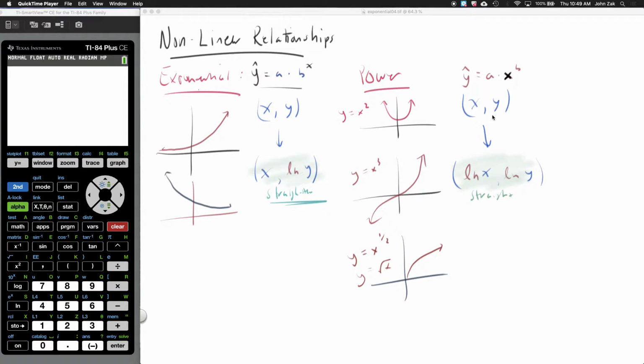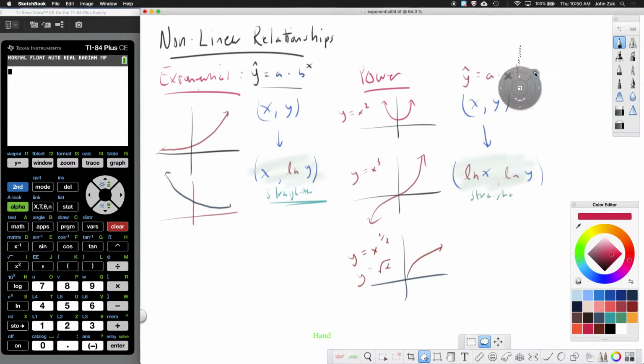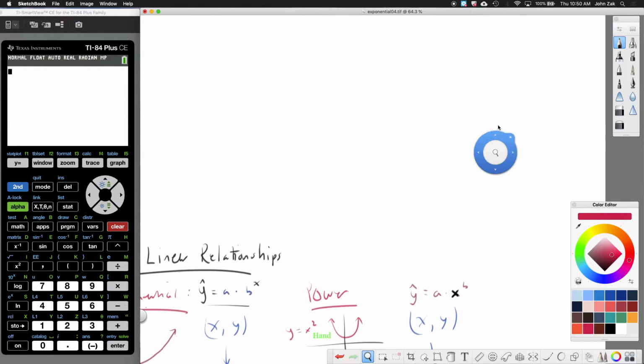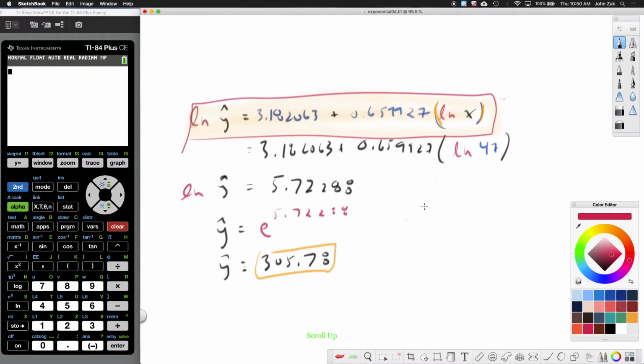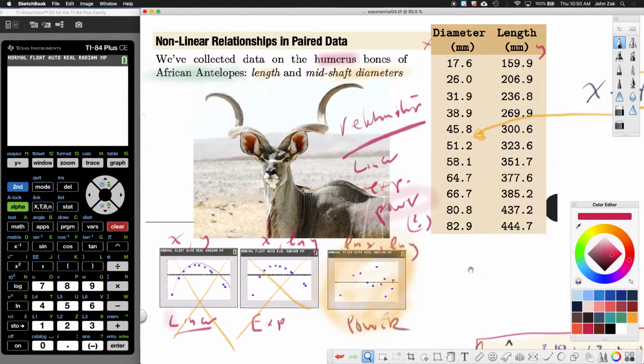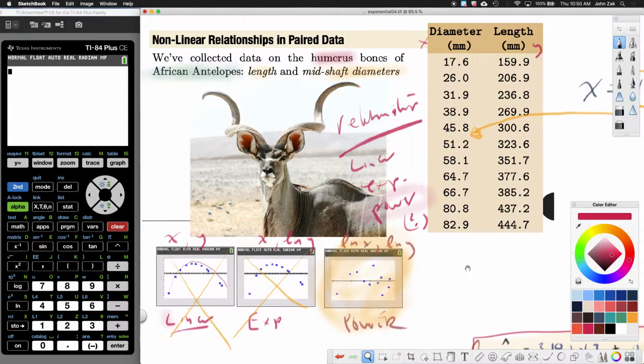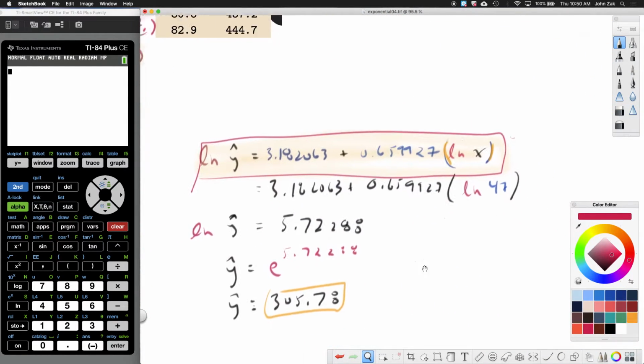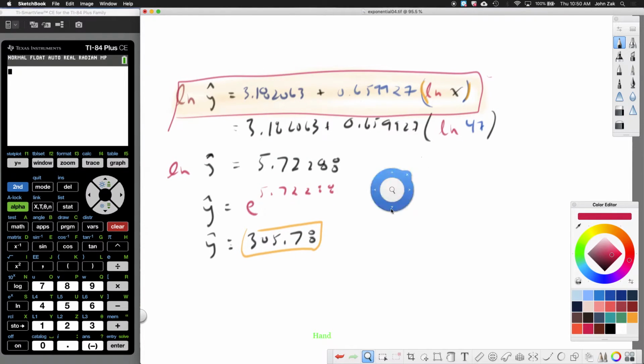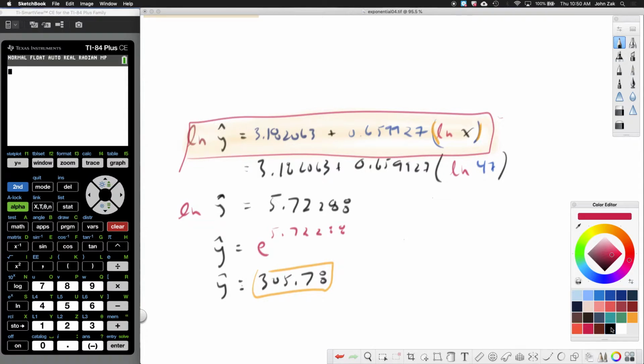But I also want to demonstrate how the equation, once we get it using least squares regression, will actually generate what we want in terms of a model that looks in the correct form. In our last video, we had generated this equation right here, when we were looking at the relationship between the lengths and the diameters of the humerus bones of African antelopes. How exciting, right? Fun stuff. We said that this was a power model, but a power model is supposed to look something like y hat equals a times x raised to the b power. This doesn't look anything like that.